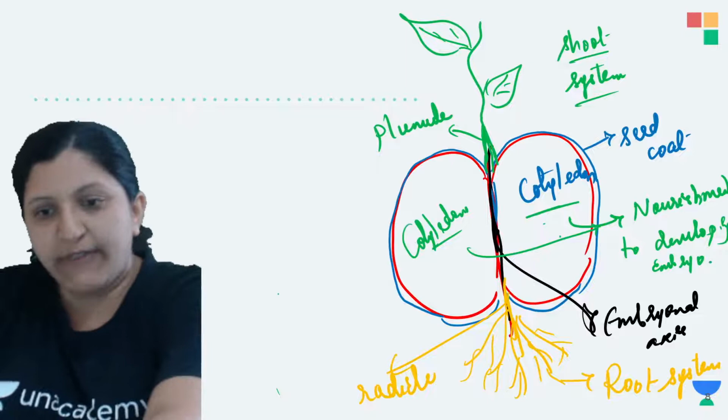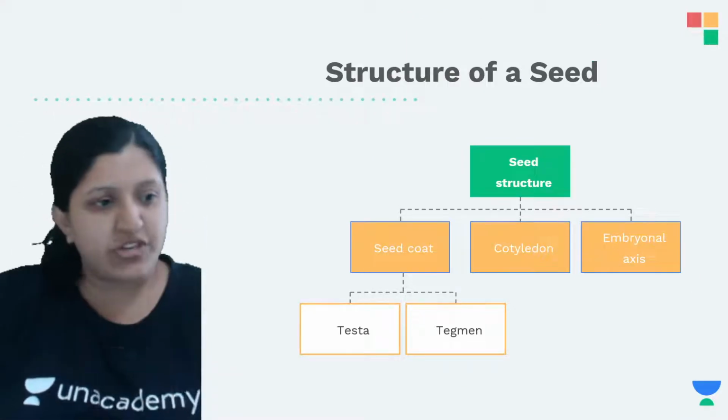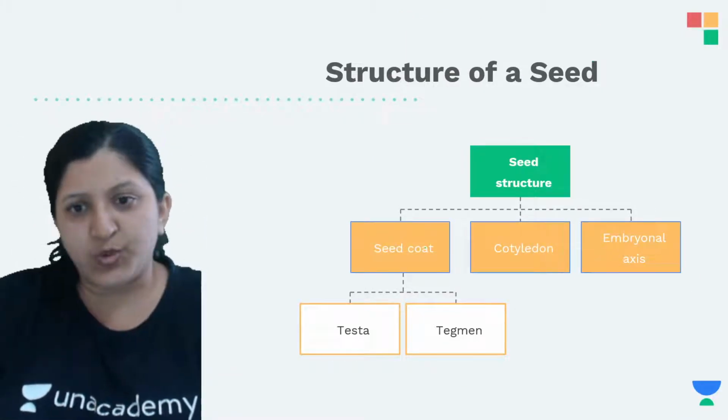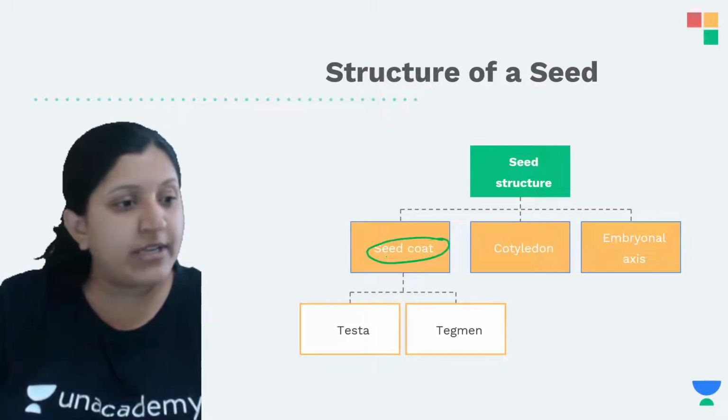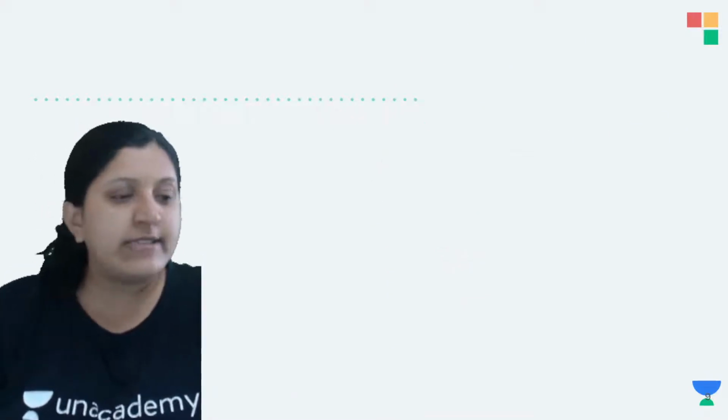All right, so let's have a look at this. So now seed structure, so we will see what exactly is seed coat. Okay, so moving on to seed coat, depending on the covering that is there for a seed. Okay, so let's see here. I'll just draw it and explain it.